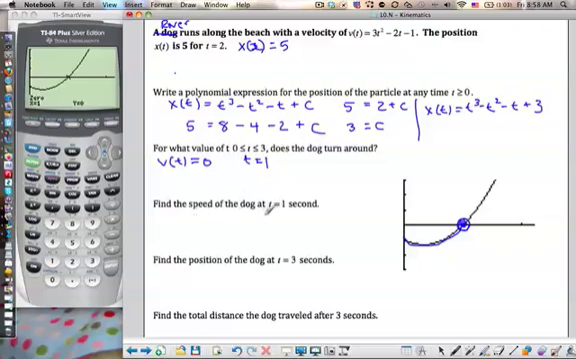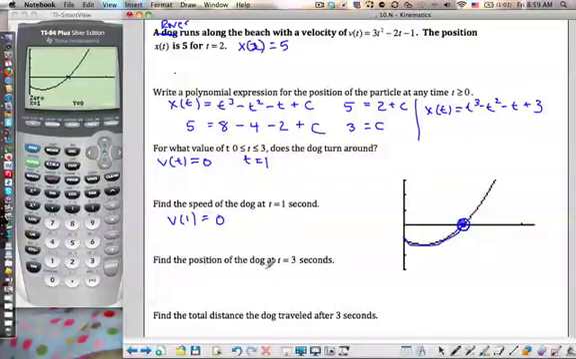Find the speed of the dog at 1 second. Well, that's weird. Didn't we just figure that out? Yeah, v of 1 is 0. We know that already. So that's an easy question.